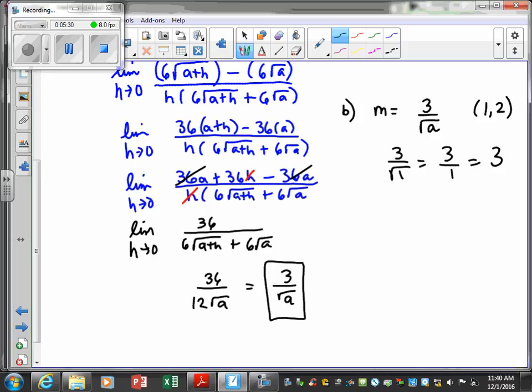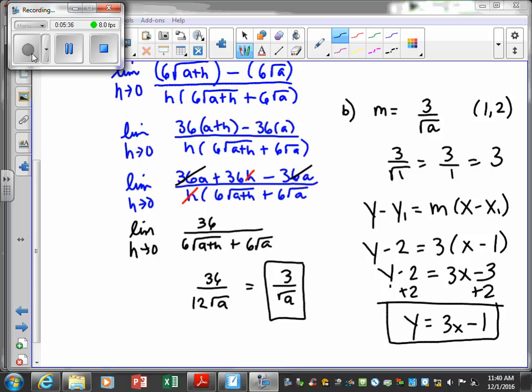So our slope is 3, and our point is this. Go ahead and find the equation. Okay, so we get y equals 3x minus 1 to be the equation of the tangent line at the point (1, 2).